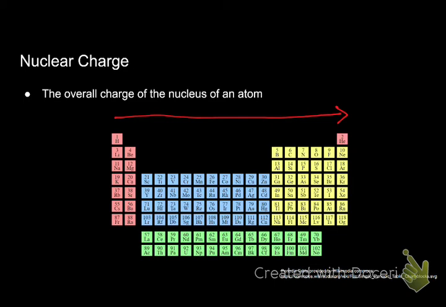So looking at lithium versus beryllium. So lithium being Li, it has 3 protons. Our beryllium being Be has 4 protons. So as we move left to right, we are increasing our overall charge of our nucleus. So we are going to be increasing our nuclear charge.